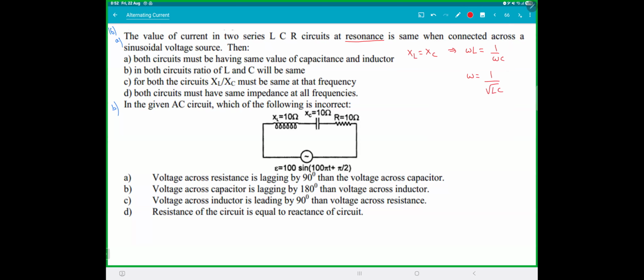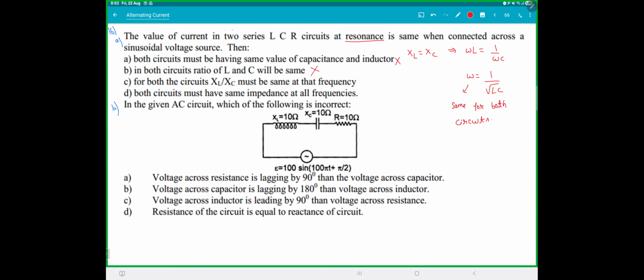Now let's see the options. Both the circuits must have same value of capacitance and inductor. Not necessary. They should have same value of L into C, na? Both have same frequency because see, they're using the same sinusoidal source. Matlab the frequency is same. So same for both. So L into C must be same. L and C need not be same. Both the circuits ratio of L and C will be same. Nah, that is also wrong.